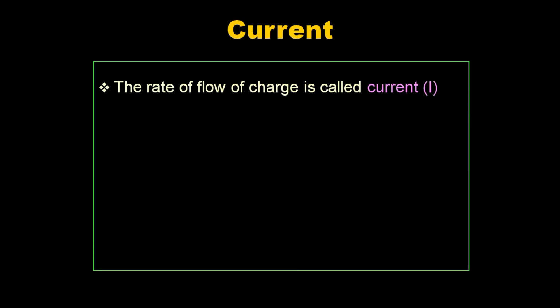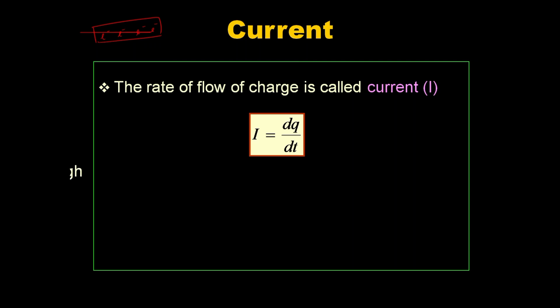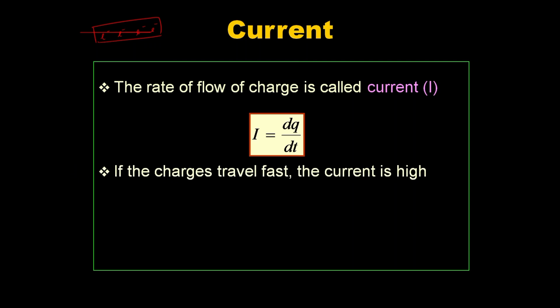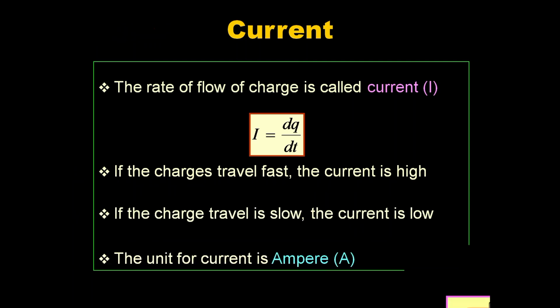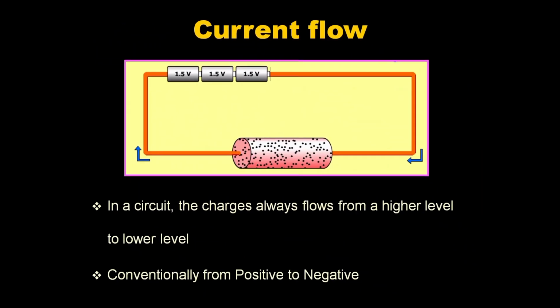And what is current? Current is the rate of flow of charge. If you take an example of some semiconductor device, you will have a flow of electrons in it. If you have some flow of electrons right here, then that is current. So it is the rate of flow of charge, nothing but charge per unit time, dq by dt, where q is charge. If the charge travels fast, the current is high. If it travels slowly, then the current is low. The unit of current is ampere. And generally, the current flows from higher potential to lower potential, conventionally. So it is conventional.